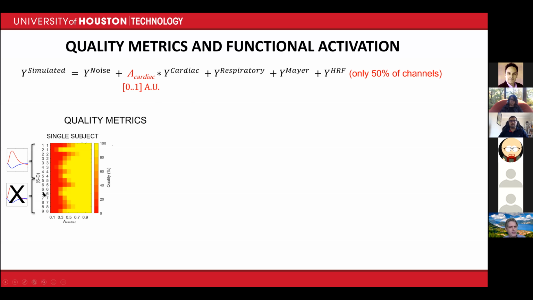So we've simulated a scan with 16 optical channels, and only the top 8 have the HRF included. As we varied the cardiac pulsation between 0 and 1, of course, the quality of the metrics increases, and there is variability between channels due to the random source of noise. But when we average these quality metrics at the group level, we see that the quality of the signal of the entire scan becomes 80% or greater when the cardiac pulsation is above the arbitrary unit of 0.6.